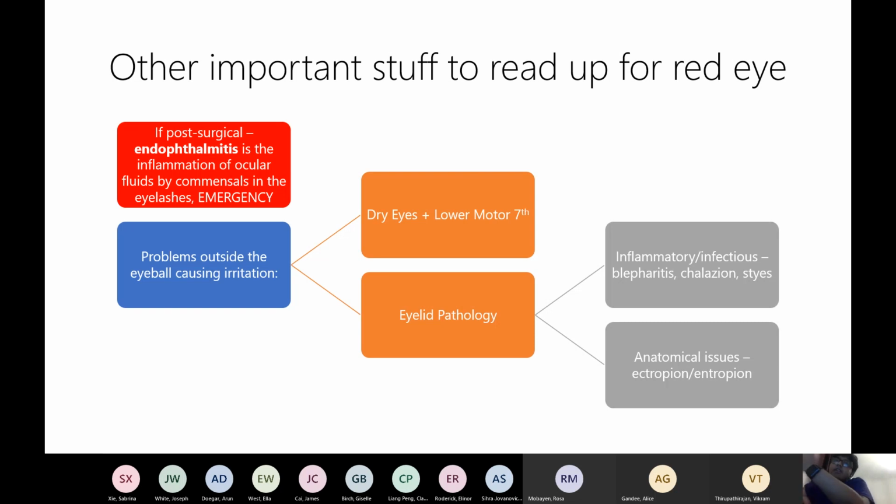So hopefully that gives you an idea of what you kind of want to learn for ophthal. Go and read up on these because they come up. You don't need to read up a lot. You just need to know roughly what's happening.